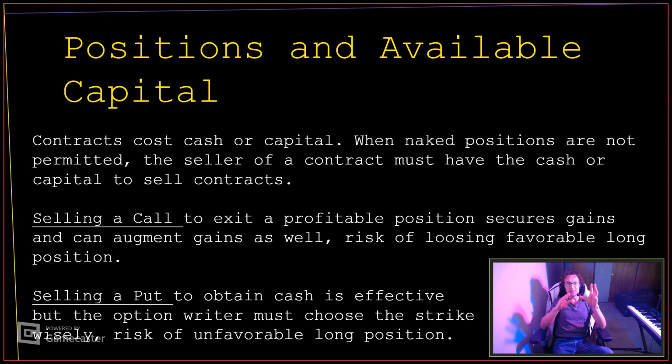Now, if you're selling a put, this is a great way to get cash. If you have cash, you can sell a put and get more cash. And if you're bullish and that put doesn't go into the money and that never gets exercised, then you just increase your cash position, which is amazing.